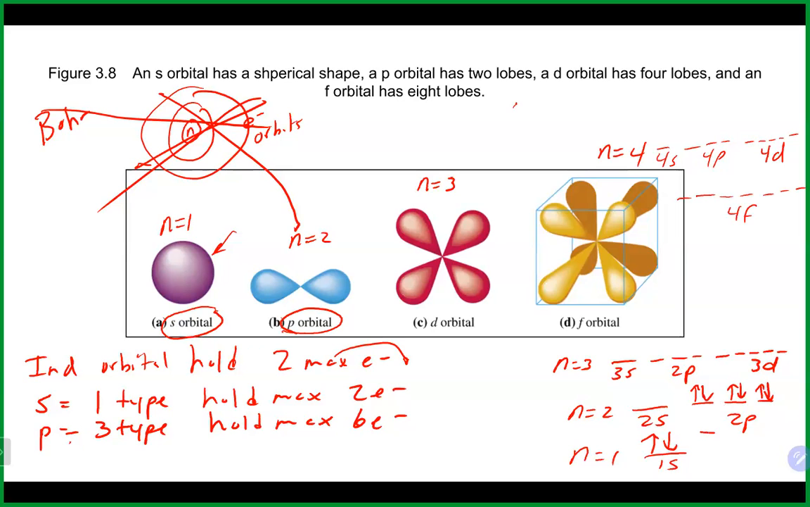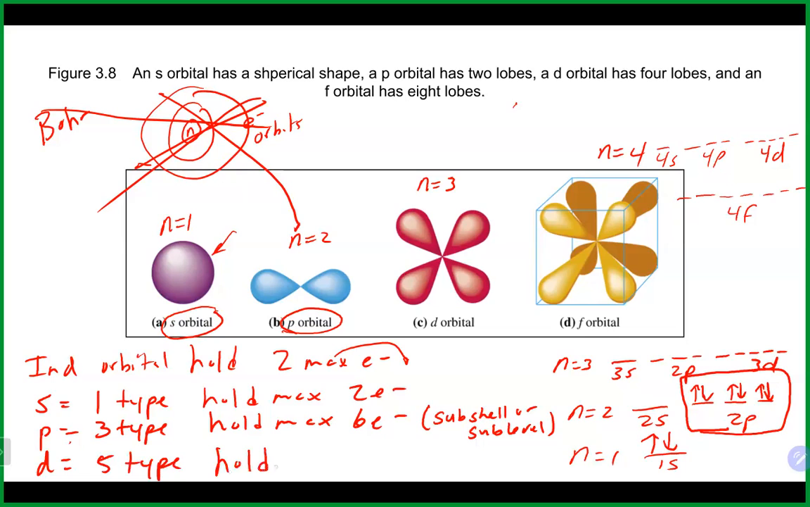All together, these 3 individual p orbitals are what are referred to as a subshell or a sublevel, depending on your book. So all 3 of them together is a subshell, or some books use a sublevel to talk about it. Now, the d orbitals, there are 5 different types of d orbitals, which means if we filled up all 5 of those d orbitals, that is 10 electrons we could throw in there.